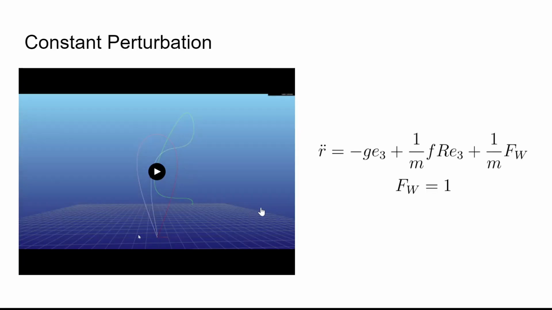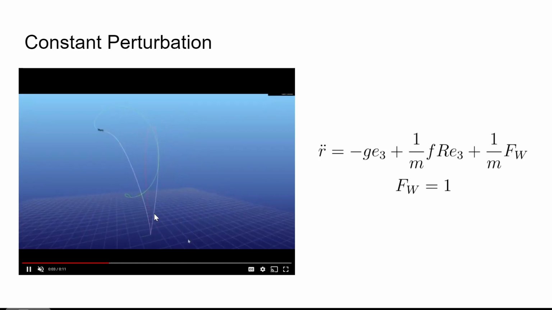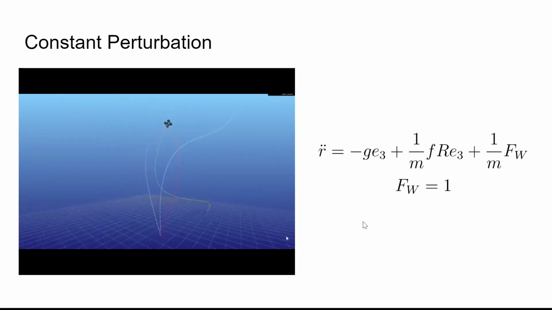More serious is constant perturbation, which shown here is a constant perturbation of 1 Newton. You'll see that the quadrotor fails to follow the trajectory. It becomes unstable in the presence of constant noise. This is problematic because constant noise is very common in real life. Things like wind cause it.